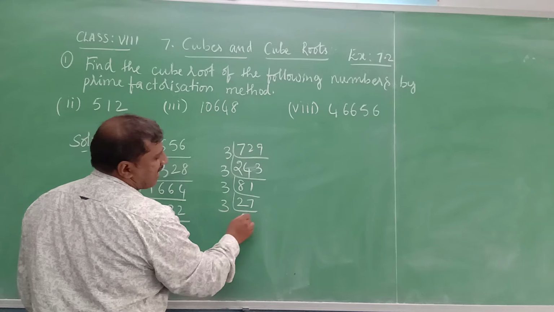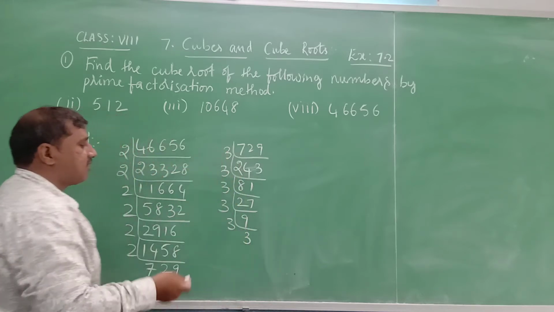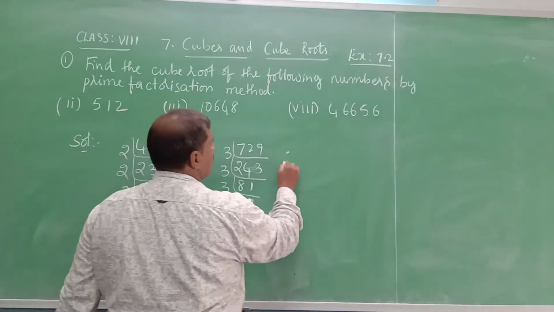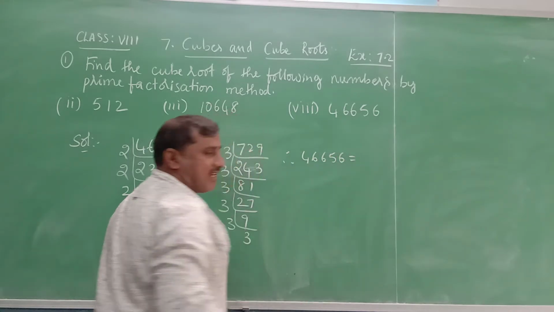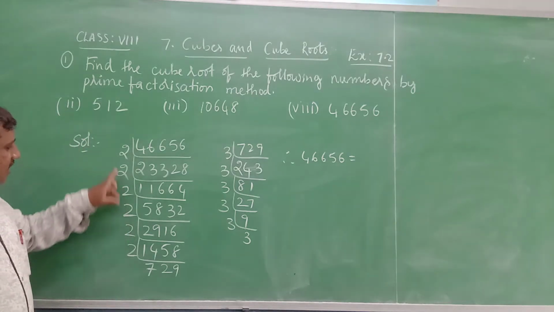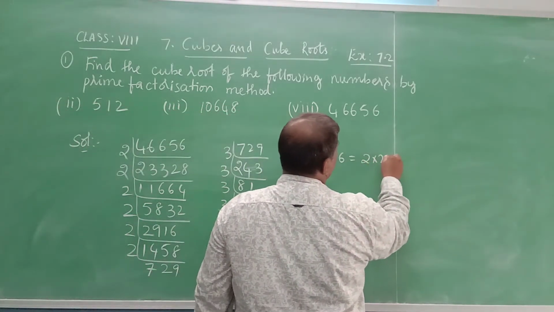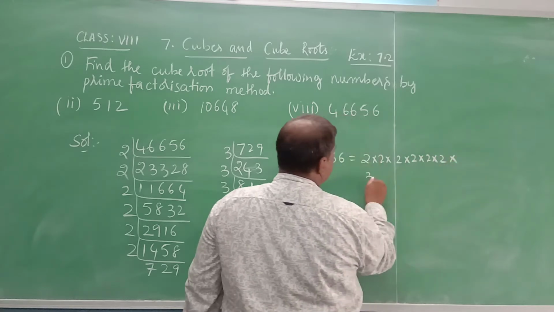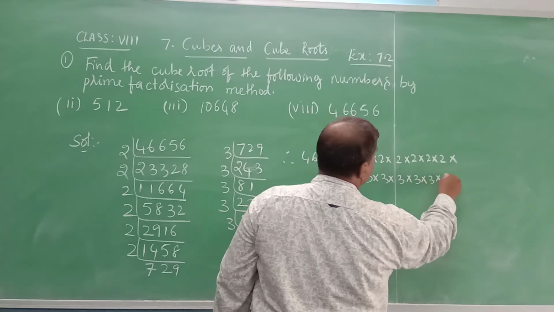Again with 3: 3 9s are 27. 3 3s are 9. So the last number we got is a prime number, 3. Therefore 46,656 has the prime factorization of 6 2s and 6 3s. That is 2 into 2 into 2 into 2 into 2 into 2 into 3 into 3 into 3 into 3 into 3 into 3.